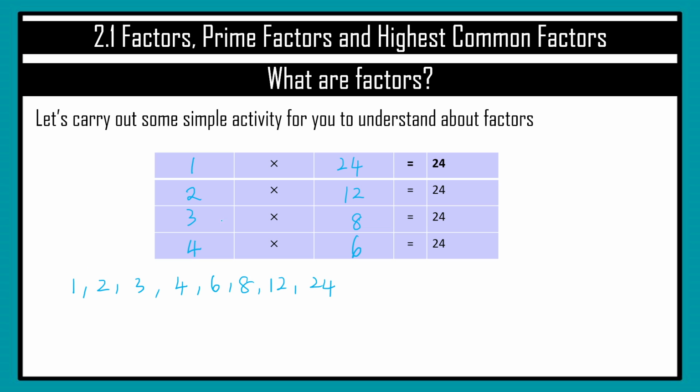All these numbers came from the multiplication pairs that we have done for 24. All these numbers are known as factors. Simple enough. So now you know that these numbers, when multiplied, are known as factors.